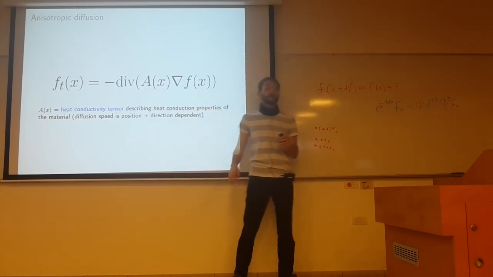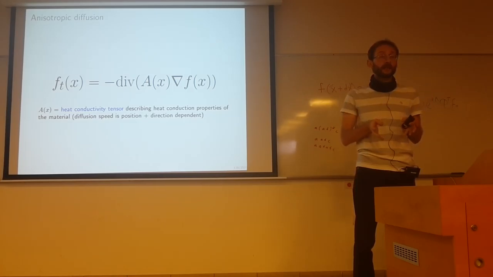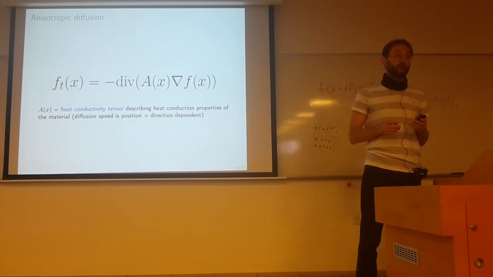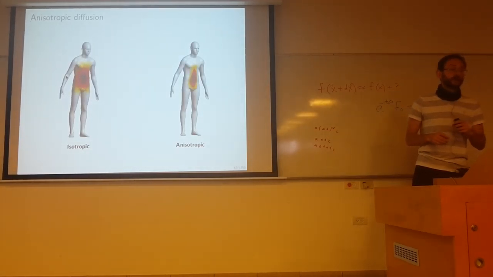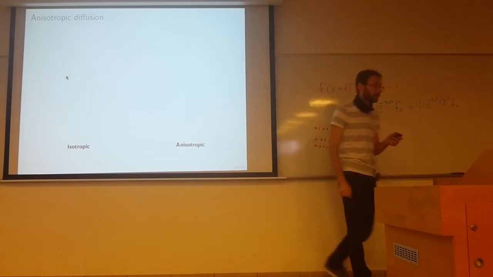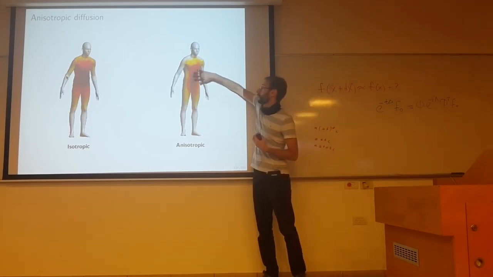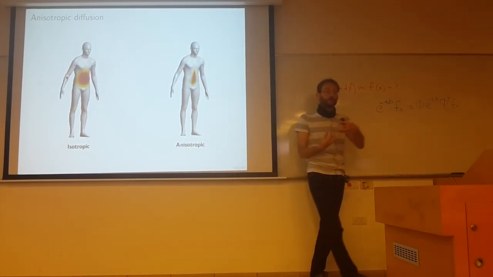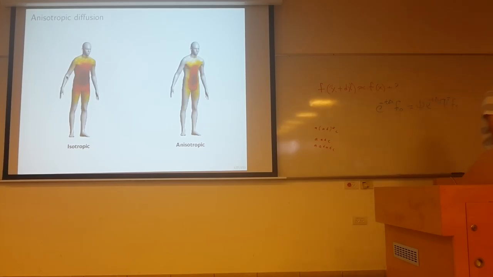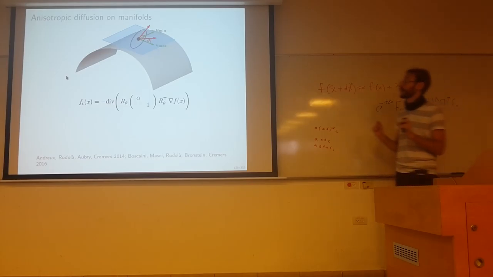Now, we can replace this constant with a matrix called the heat conductivity tensor that basically models a behavior that is position and direction dependent. So we can conduct heat differently in each direction at each point. Just to give an example, this is how isotropic homogeneous diffusion looks like. This is how the anisotropic diffusion looks like. You see here that the local vertical direction has preference. So diffusion flows faster in certain directions on the manifold. Now I remind you that everything here is on the manifold.